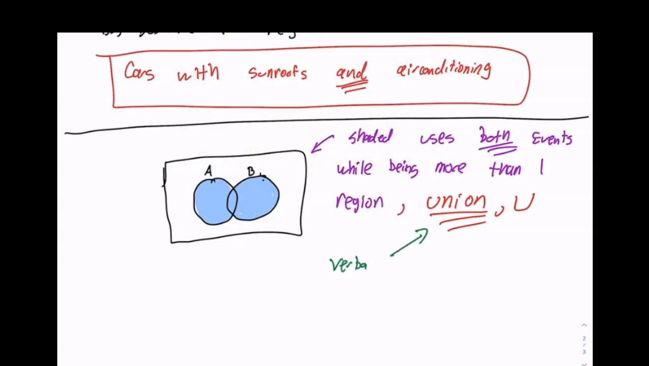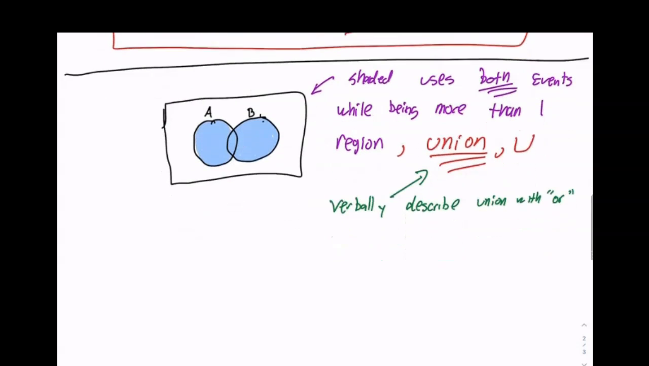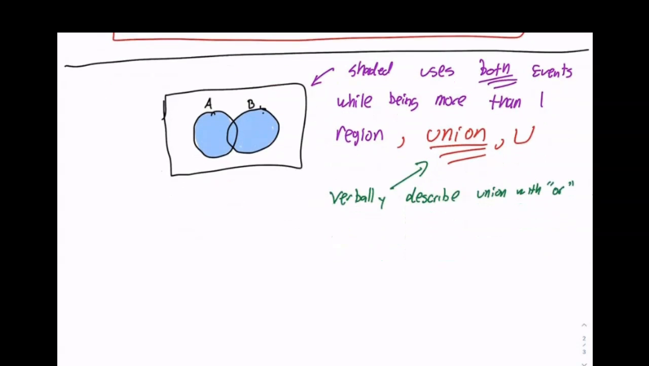Now, we verbally describe union with or. Intersection is and, union is or. So one of the things that I've been practicing with you is to be able to describe this region using notation.